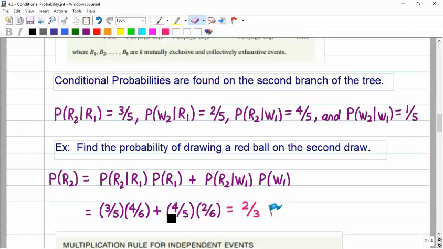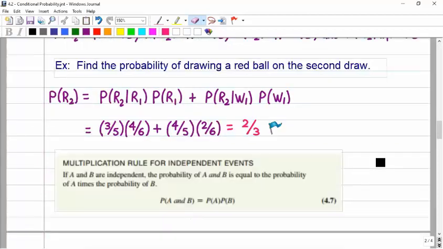I don't know on an exam whether this will be fraction or decimal, but my math lab is probably decimal anyway, so it wouldn't matter whether you did 20 over 30 or 2 over 3. You're going to have to divide. So that means there's a 2 out of 3 chance you'll get a red ball on the second draw. So you just have to follow that formula and not worry about it intuitively there. We'll see if that comes up in any of the homework problems in a minute.